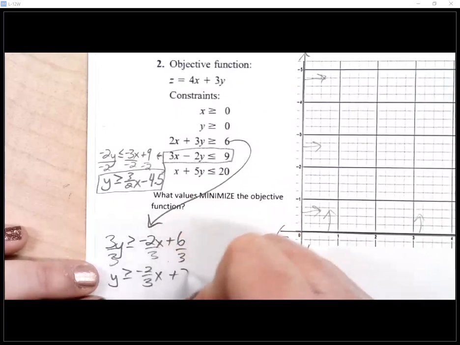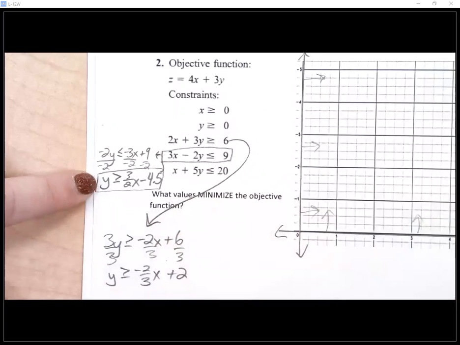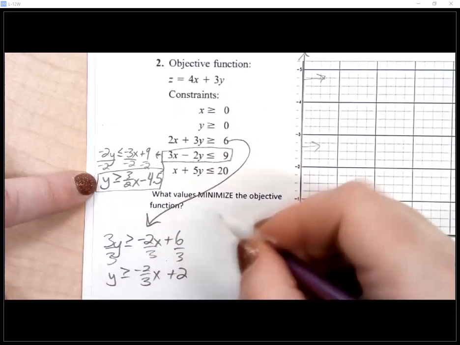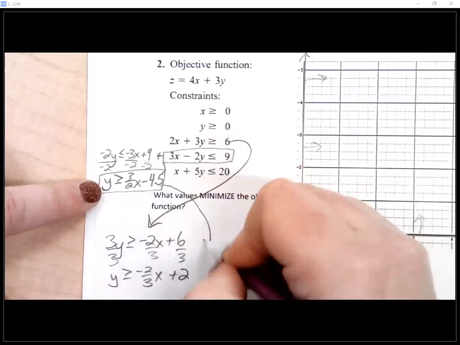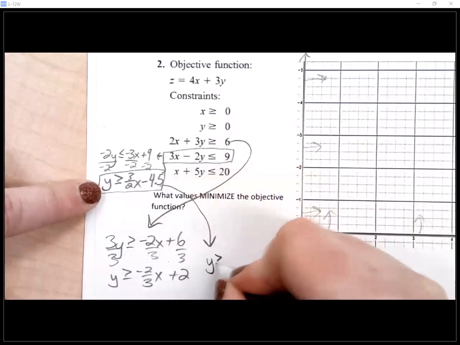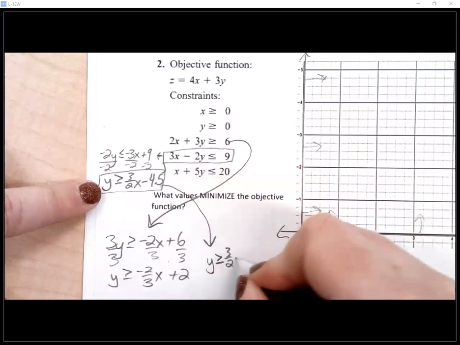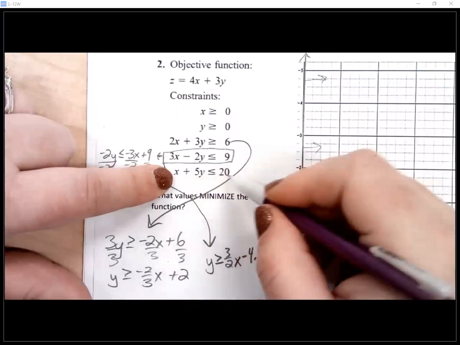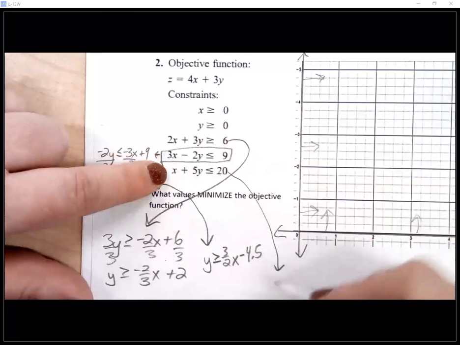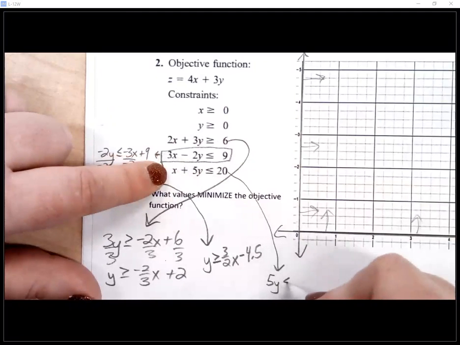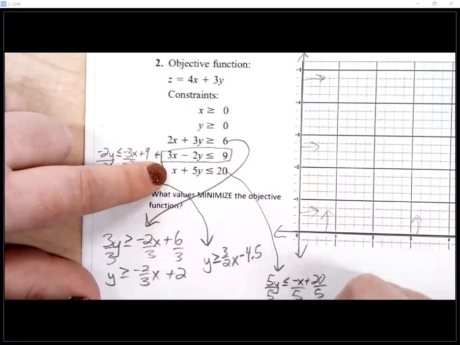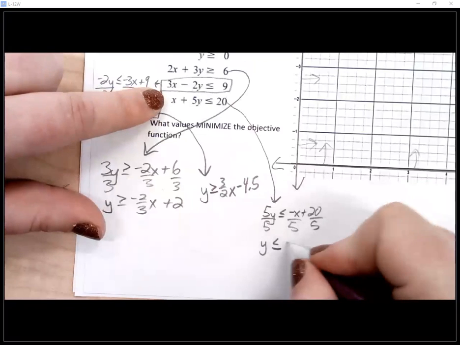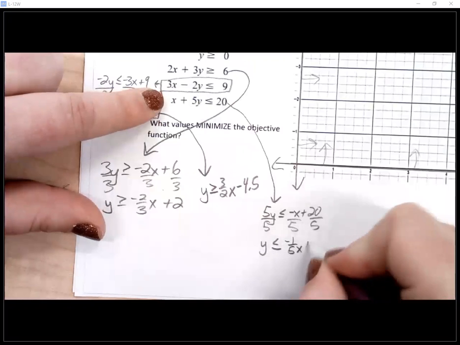We already did the second one. We had done that one together yesterday. I'll just rewrite it here so I have them all together: y is greater than or equal to 3/2 x minus 4.5. And then the third one, let's minus the x over. So I'd have a negative x plus 20 and then divide everybody by 5. So I got y is less than or equal to a negative 1/5 x plus 4. Okay, so here are my 3.